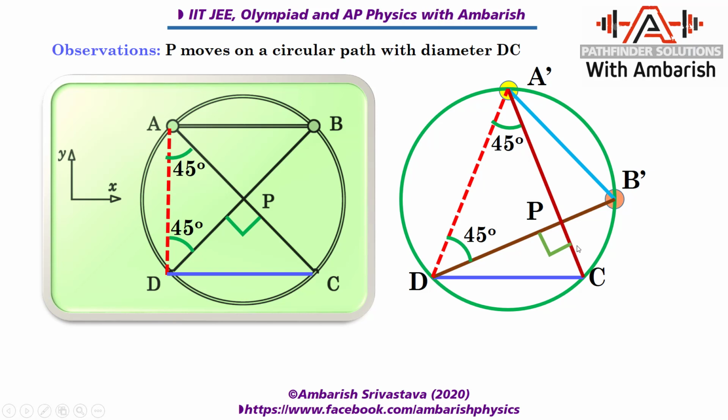This angle must belong to a semicircle, right? Because you know that the angle in a semicircle is 90 degrees. So that means what? DC must be the diameter of the semicircle, or you can say the circle on which the point P is moving. So this way we have proved that P is going to move on a circle with DC as the diameter. So that was our first observation.